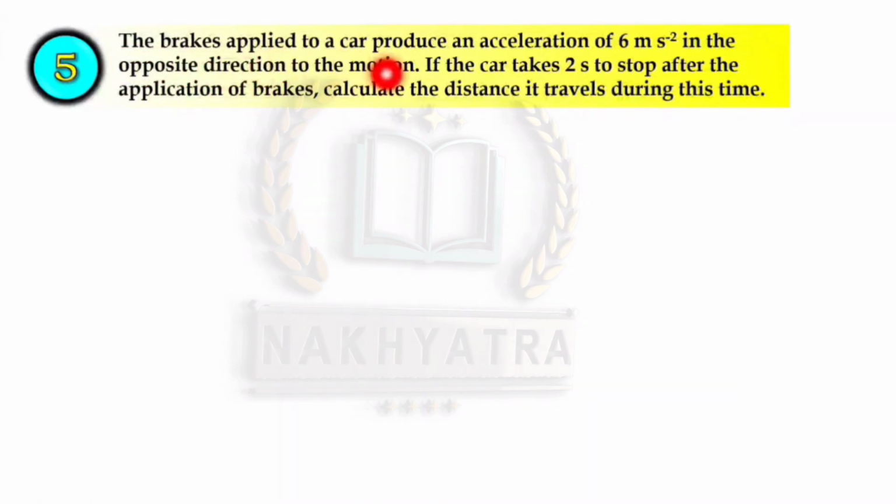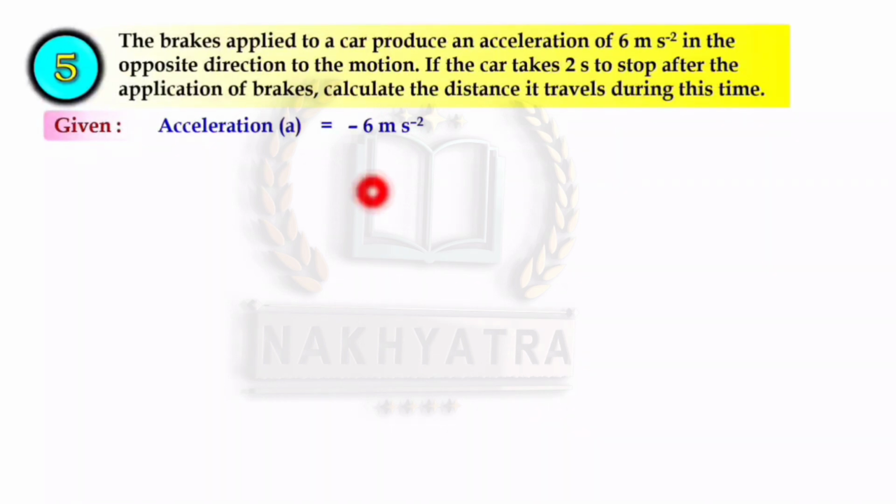The brakes applied to a car produce an acceleration, that means acceleration is given this much in the opposite direction of the motion, okay, and the car takes 2 seconds to stop after the application of brakes, so time is also given. Now we have to find out the distance, that is calculate the distance it travels during this time. Clear everyone? Now what are the given values? Acceleration equal to minus 6 meter per second square.